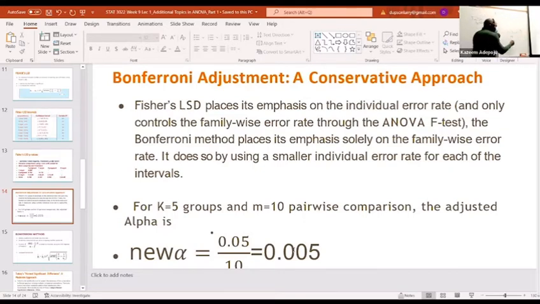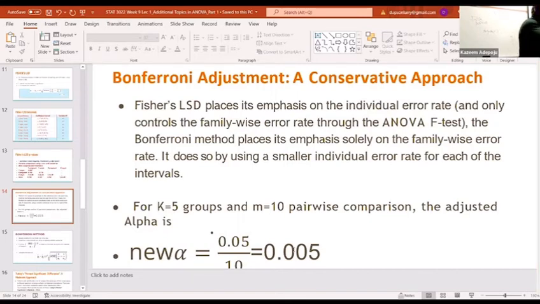Or you basically use alpha divided by n. Any of this can be used. That's a Bonferroni correction. But do you know the problem with the Bonferroni correction? The Bonferroni correction is an improvement on the Fisher LSD, but oh my God, the Bonferroni correction leads to another problem.